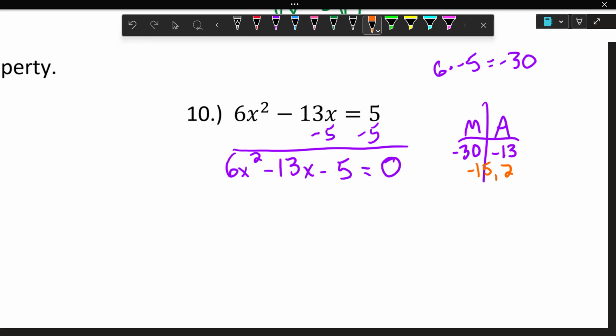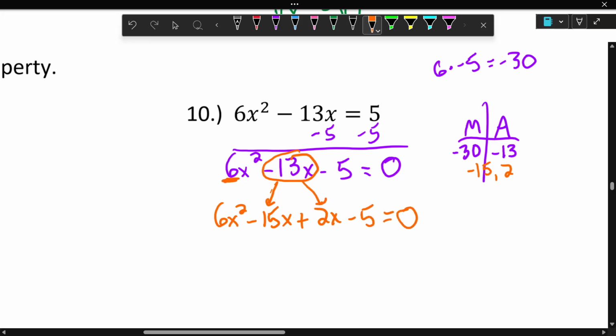So we can't skip right to the answer because we have a coefficient of x squared that's not 1. So we have to split up this middle term into negative 15x and plus 2x. So again, we just uncombined our like terms. That negative 13 became these two values instead. And they both have to have x because they still have to be like terms. Then we can factor by grouping.